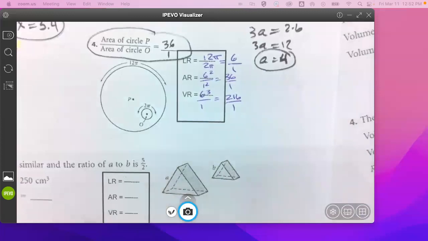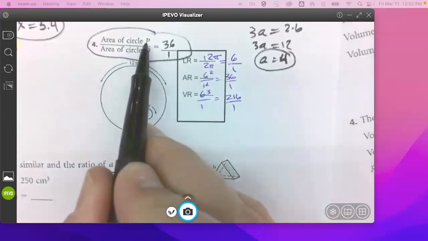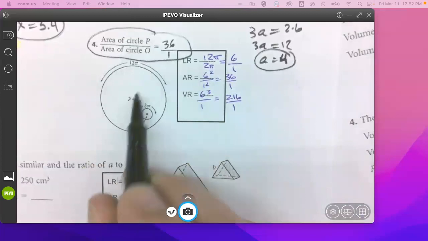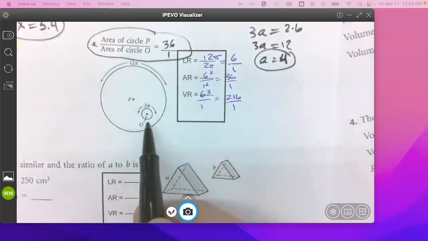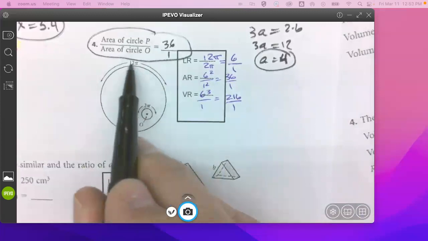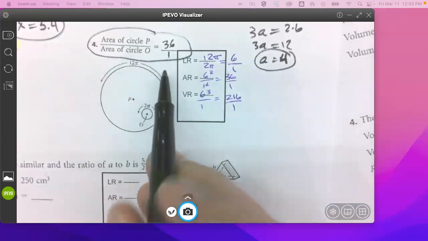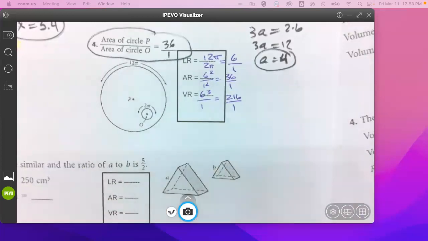Yours is actually right. Why is mine wrong? Because the question was circle P over circle O. P is the bigger one. O is the little one. Right? So you got to look at the picture. It asks for P over O. So that fraction would be big over small. So 36 over 1 is the right answer.